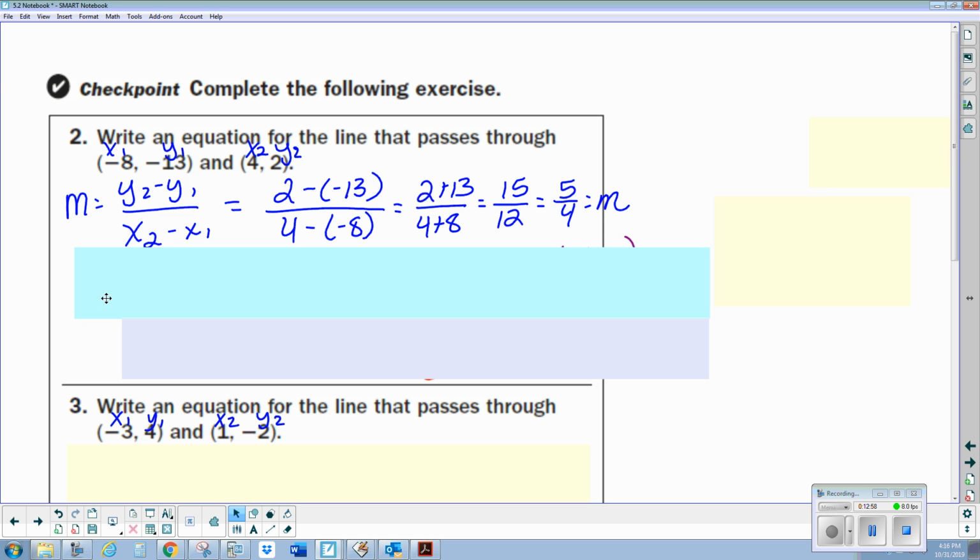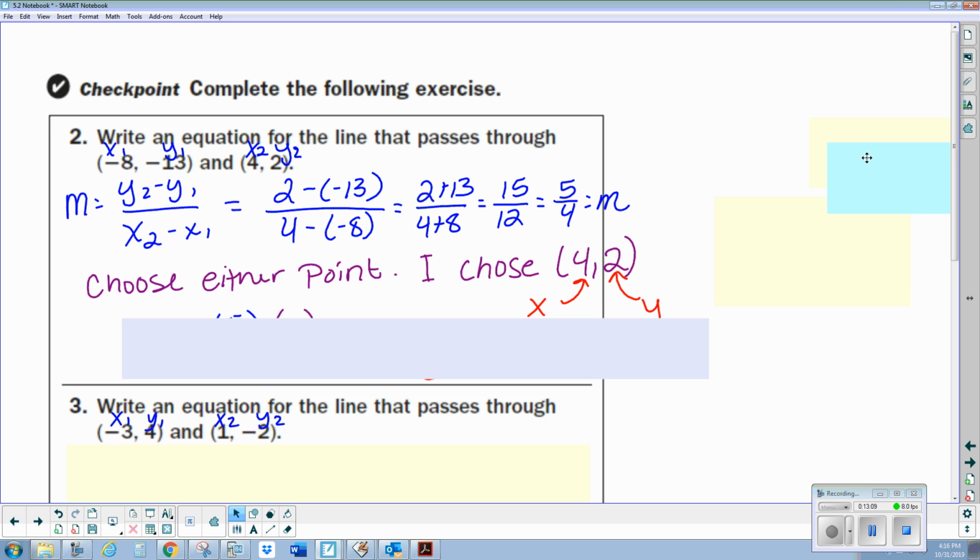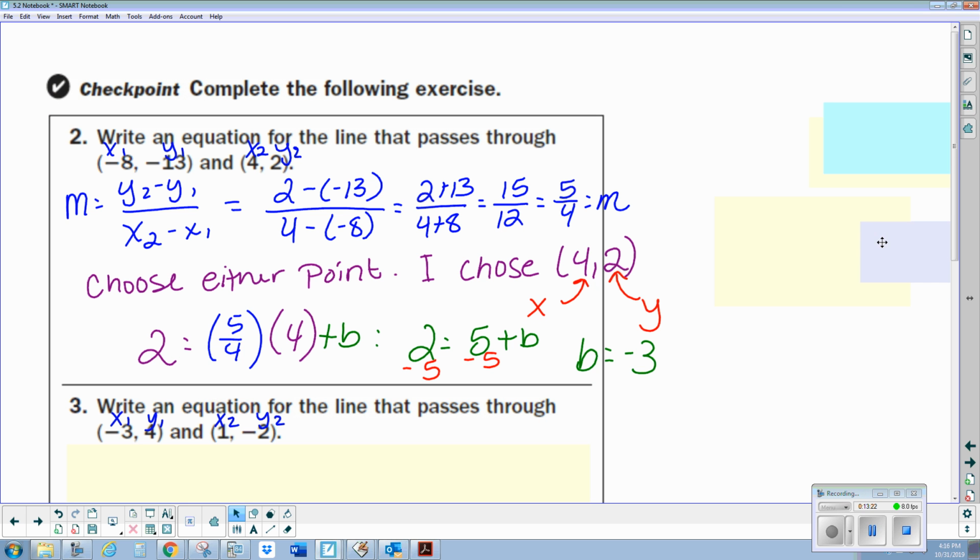Okay, my second step was to use the slope to solve for b. So I had to choose one of those points, and I just chose the second one. And the only reason I chose the second one is because I like to work with positive numbers. Okay, so I chose point (4, 2), where 4 is the x and 2 is the y. And I'm going to use those points to plug into slope-intercept form. y = mx + b, where my m is 5/4, my y is 2, and my x is 4.